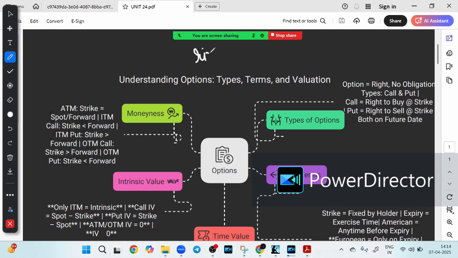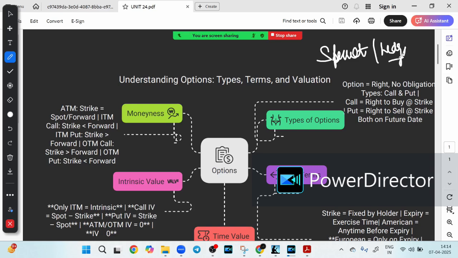It gives you the right, but not the obligation, right? It does not give you the obligation to buy or sell an asset at a fixed price in the future. So you can see written, it is a right but not an obligation to buy or sell an asset at a fixed point in the future. There are two types of options. One is called a call option, which means the right to buy, and the other is called a put option, the right to sell. And these rights apply to a future date. Both call option and put option apply to a future date, making options a powerful tool for both speculation and hedging. So whether you speculate or whether you hedge, for both of them the option is a great tool.